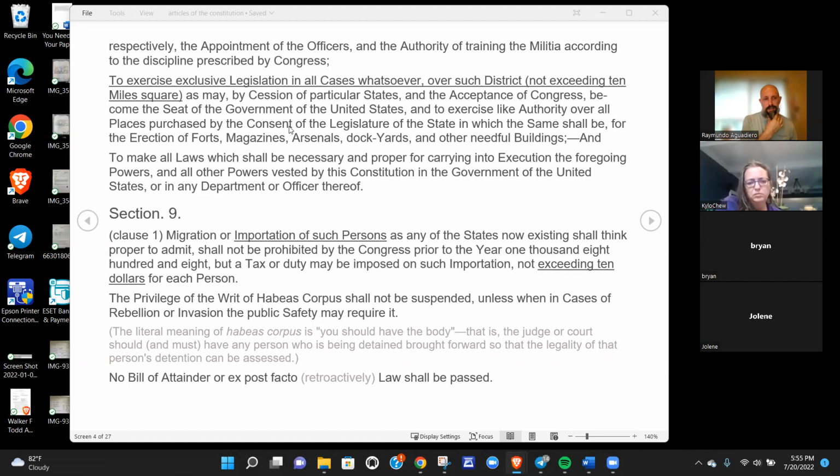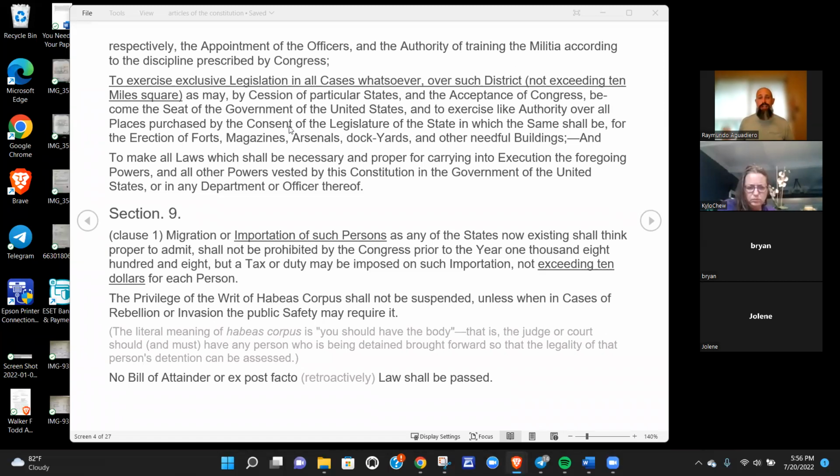All right. "The privilege of the writ of habeas corpus shall not be suspended, unless when in cases of rebellion or invasion the public safety may require it." All right, writ of habeas corpus. I've heard that thrown around a lot. I've never had a great grasp of it. In the light text below, I put a little definition. The literal meaning of habeas corpus is "you should have the body." That is, the judge or the court should and must have any person who is being detained brought forward so that the legality of the person's detention can be assessed.